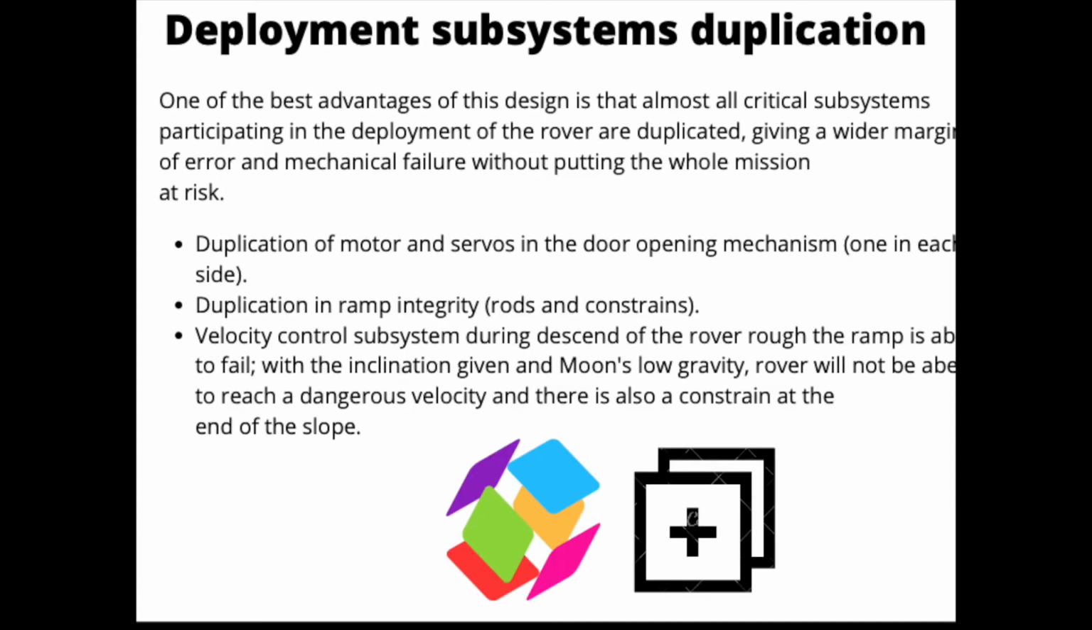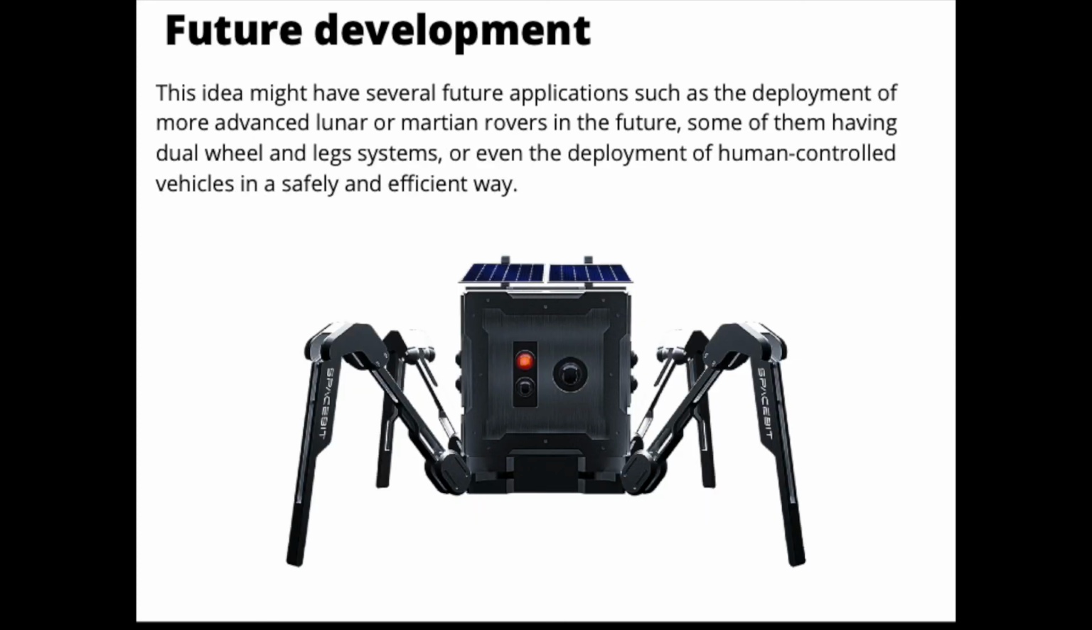The system has a good set of subsystems duplication. There will be a duplication of motors and servos so that the system will accomplish motion. In case of failure, there is ramp integrity assured by rods and bearings, and there is also a wedge at the end of the ramp, including a security rail so that the Spacebit will not accelerate down the ramp at a fast velocity. The system has future application as it is also compatible with wheeled vehicle or dual leg system in a safe and efficient system.